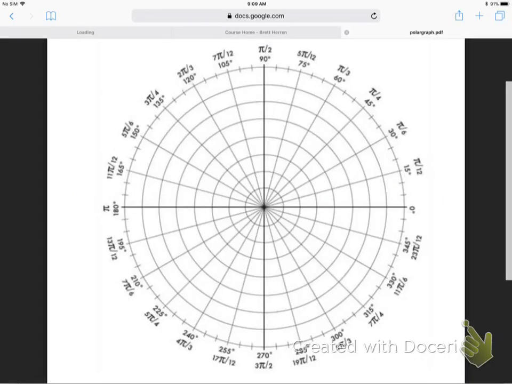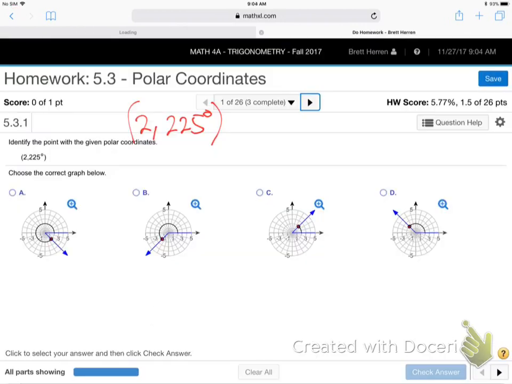Okay, so there's a polar graph. And so let's go back to the question. They're saying, oops, what did I do? Oh, there we go. They're saying 225 degrees. They want me to identify the point.